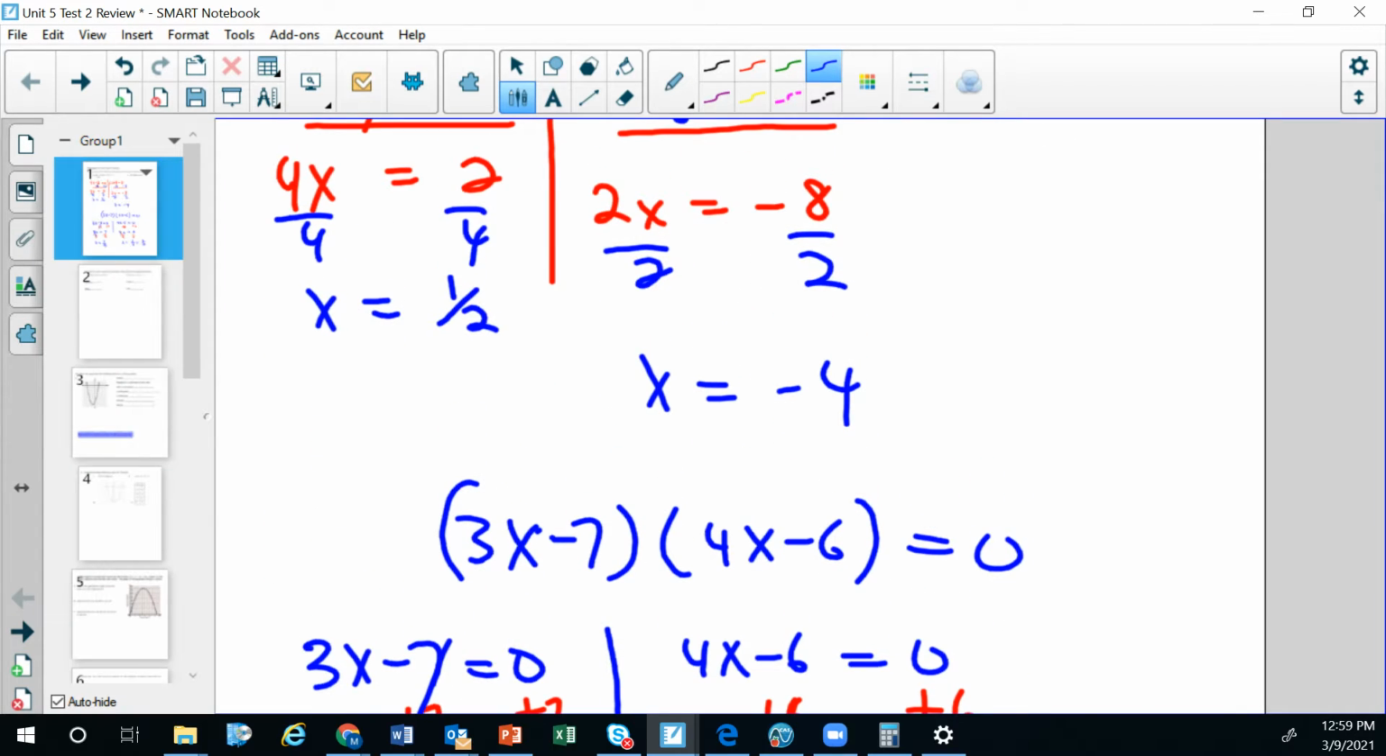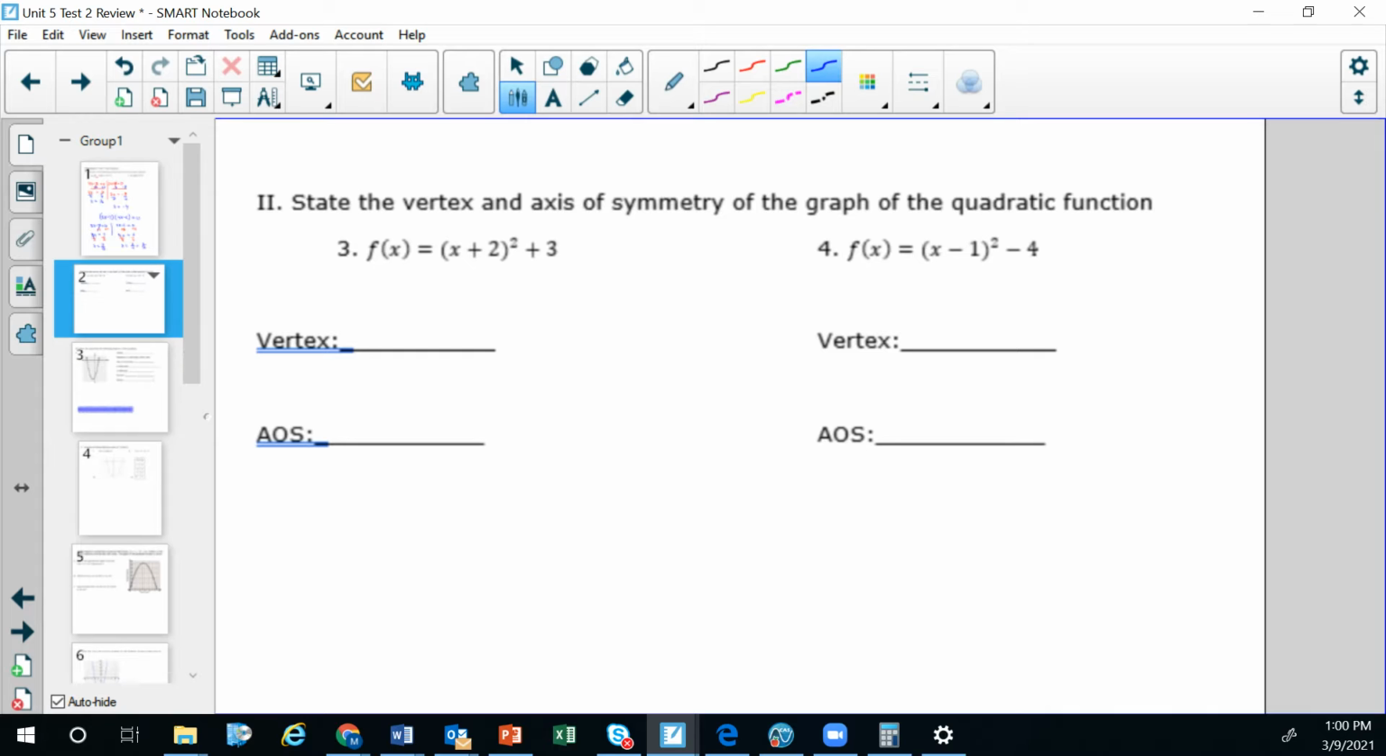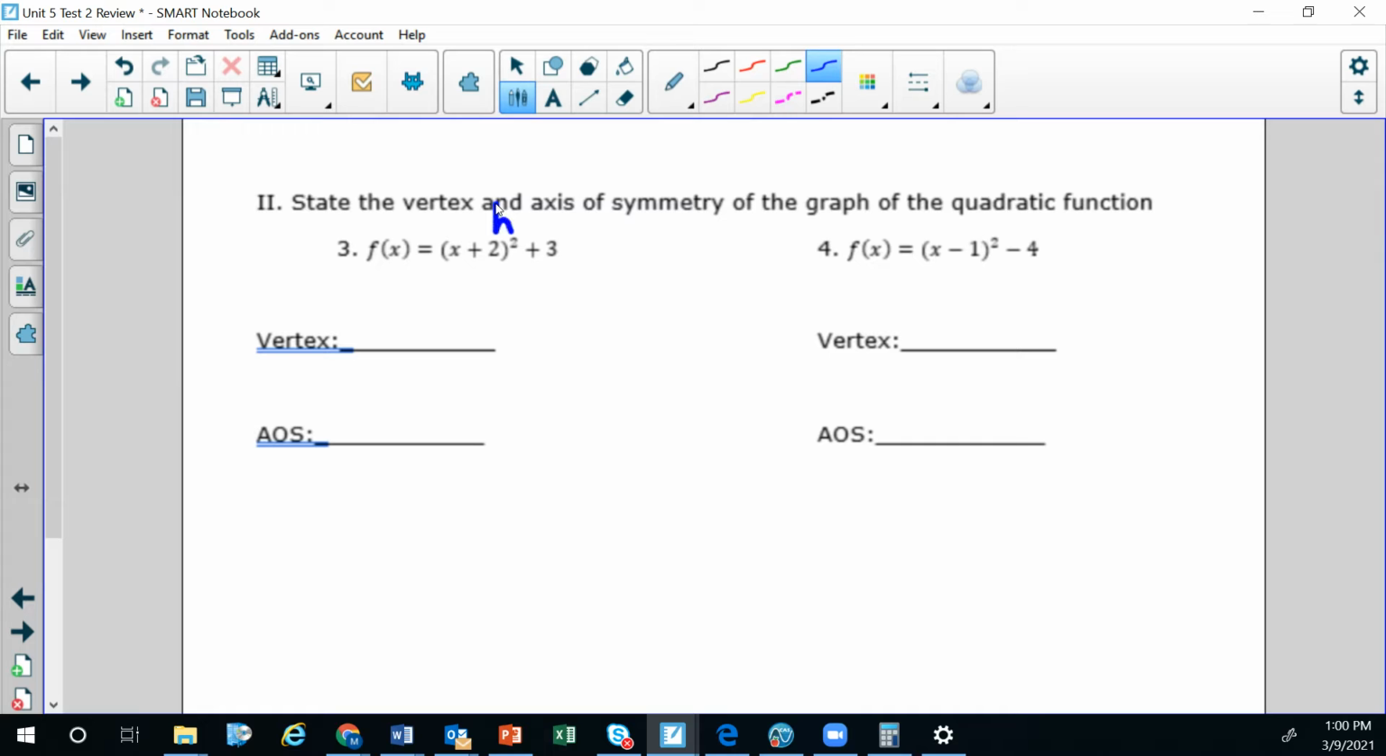All right. Okay, let's go to the next page. State the vertex and the axis of symmetry of the graph of the quadratic function. So the vertex. Remember, this is h and that is k. And when we write the vertex from the function, you're going to change the sign of h. So right now it's a +2, but when I pull it out, it becomes a -2. Make sure you flip that sign.